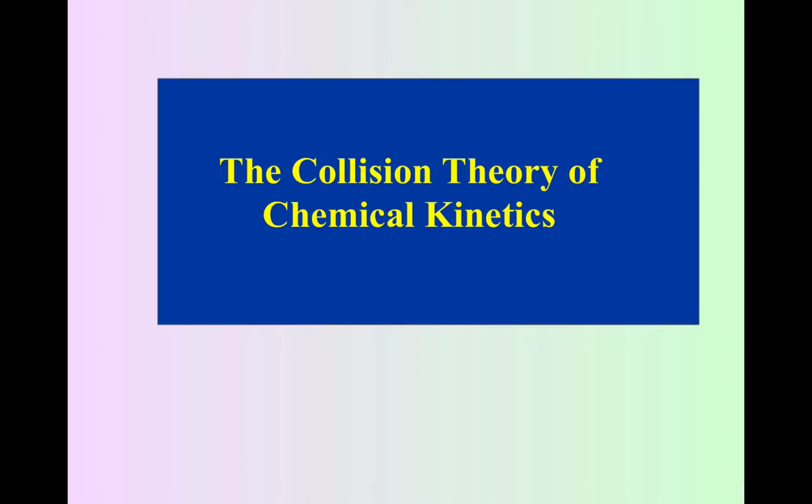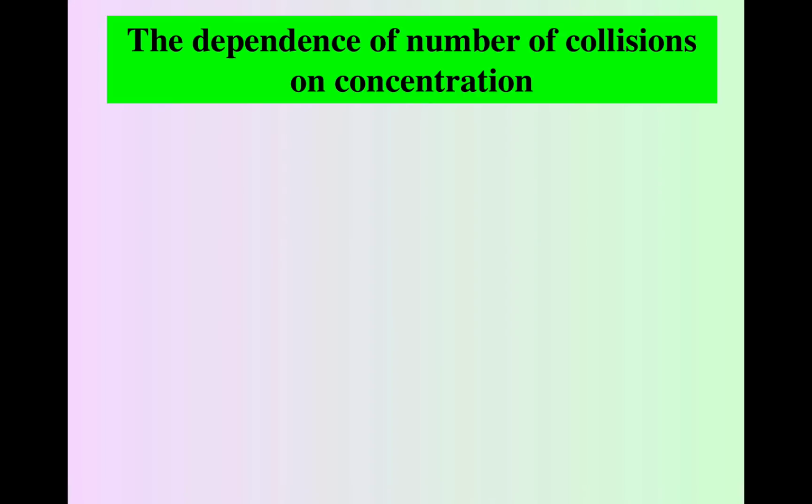So the idea is in order for a chemical reaction to take place, the molecules or the atoms or the ions have to slam into each other. So the dependence of the number of collisions on concentration: if the reactant blue has to be smacked by reactant red in order to react, if I double the concentration of the blue one, I double the opportunity for collision.